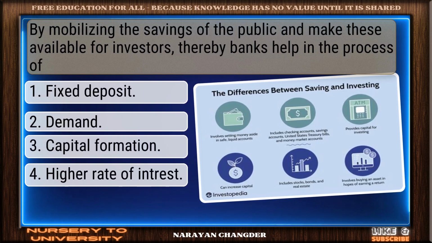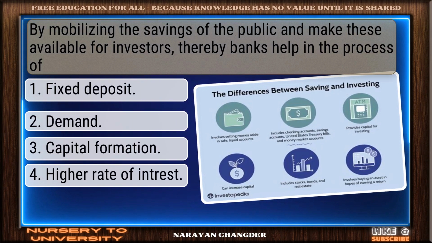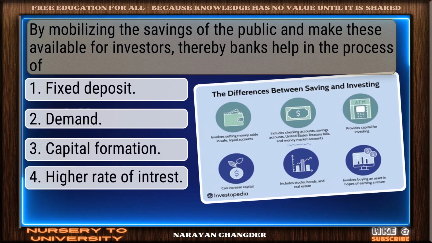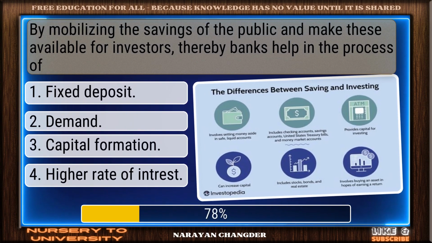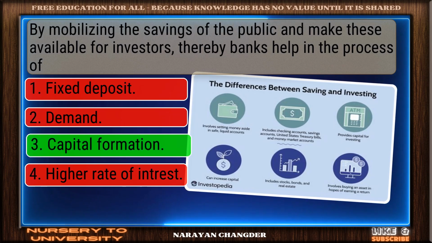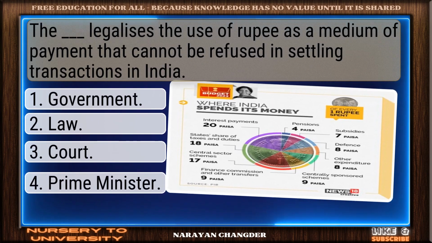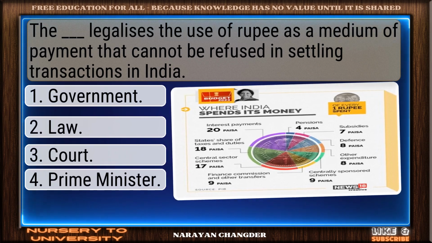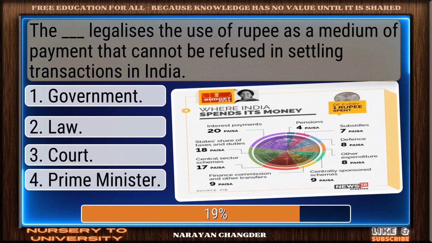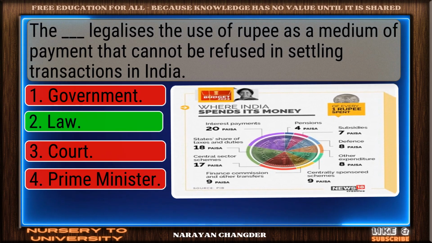By mobilizing the savings of the public and making these available for investors, thereby banks help in the process of. Well reasoned. Capital formation is correct. A dash legalizes the use of rupee as a medium of payment that cannot be refused in settling transactions in India. Well done. Law is right.